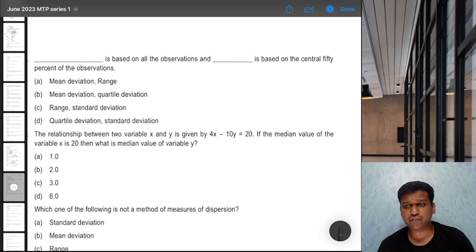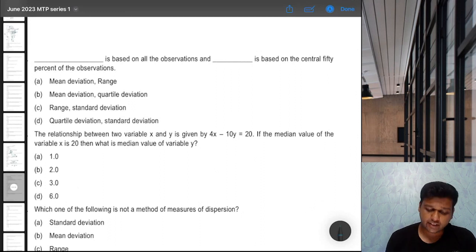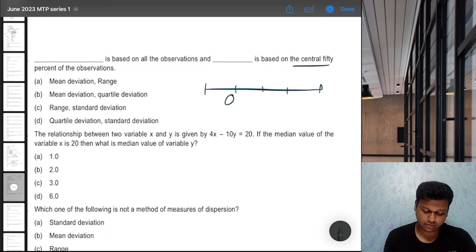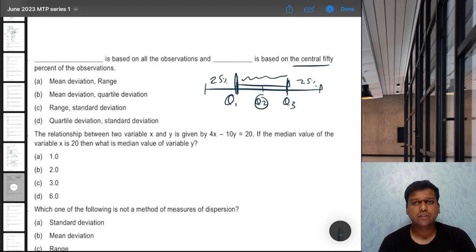Next, 67. Dash is based on all observations and dash is based on central 50% of observations. Now, central 50% of observations we already know, that is quartile deviation, right? Because quartile deviation gives you something like this: Q1, Q2, Q3, this is the median. So quartile deviation is just the central 50% of observations. 25%, 25% is left out. So quartile deviation is the answer to this part.